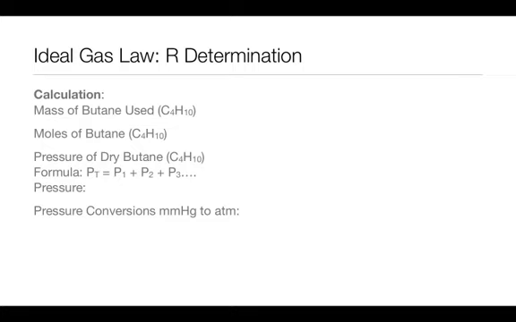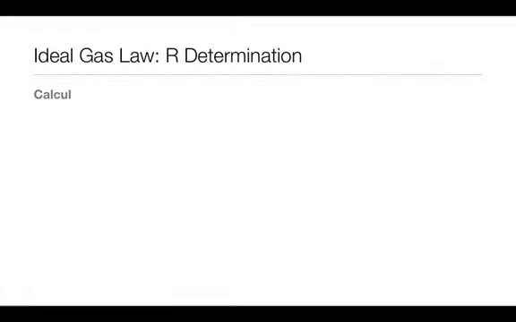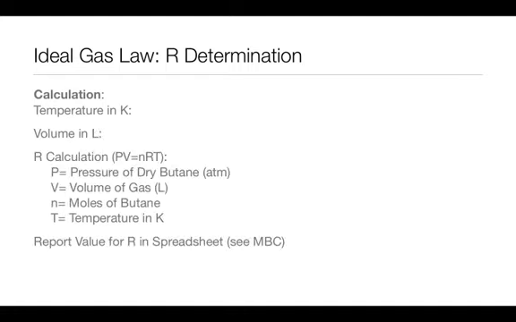Once you have the pressure of the dry butane, you're then going to convert that into atmospheres. And you have those conversions listed in the document that you worked on a few class periods ago dealing with pressure. Two other calculations you need to take care of is make sure your temperature is in Kelvin. Remember, the conversion for that is degrees Celsius plus 273. And then also make sure you have your volume in liters.